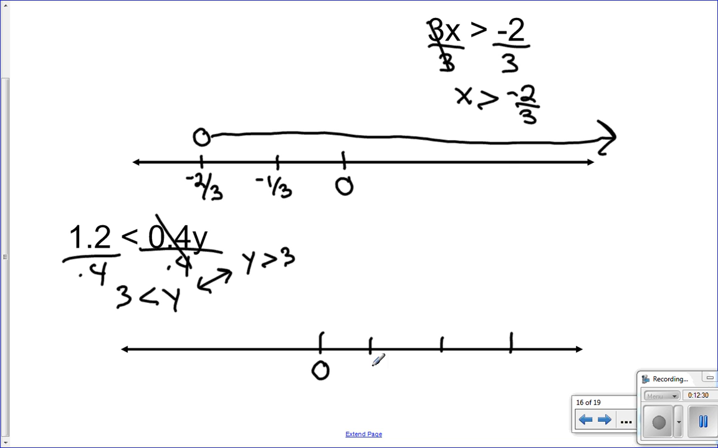1, 2, 3. So y is greater than 3. So it's an open circle. And it's everything that's greater than 3. So it's everything to the right of it, because everything to the right on the number line is greater than 3.